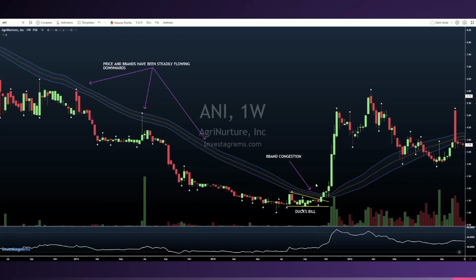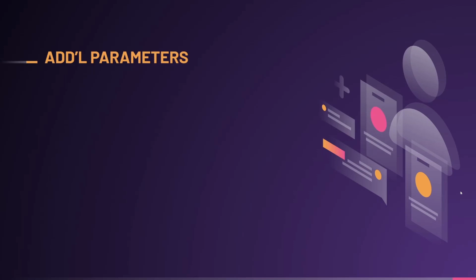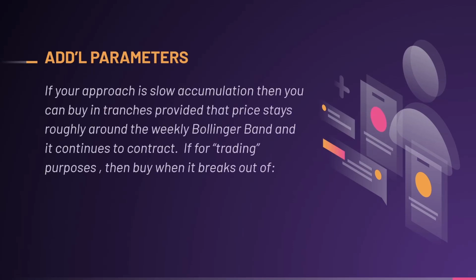Yun po yung hinahanap natin. Clear? Okay? So, may mga additional parameters pa po tayo. If sakali na yung approach nyo is to slowly accumulate, then you can buy in tranches provided that price stays roughly around the weekly Bollinger Band and it continues to contract.